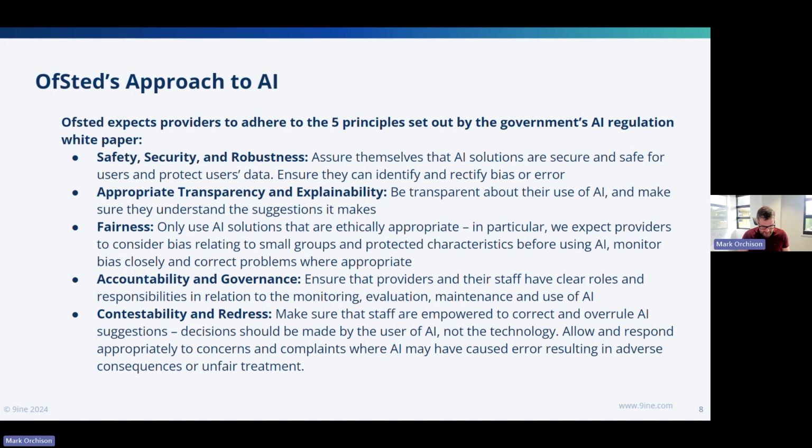Fairness: only use AI solutions that are ethically appropriate. In particular, we expect schools to consider bias relating to small groups and protected characteristics before using AI, monitor bias closely, and correct problems where appropriate. So where you are using AI, you really need to understand the data sets that it has been trained upon, so that if there are groups with protected characteristics, or with characteristics where the AI platform may not be trained, it's not inadvertently discriminating against those individuals, and you need to have oversight on that.